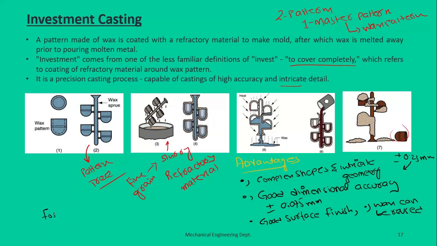Parts that require complex shapes and intricate geometries can be cast. Common products for investment casting include turbine engines, jewelry, because they have intricate details, and dental fixtures. They are made by investment casting, and so on and so forth.